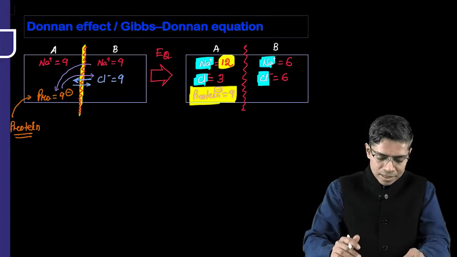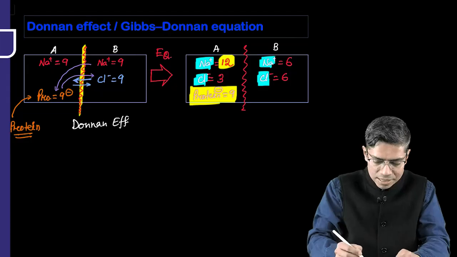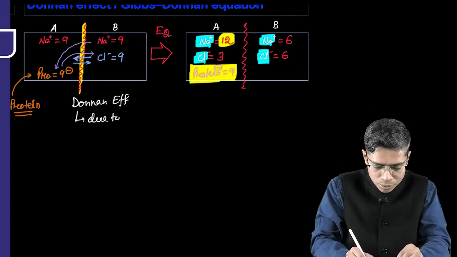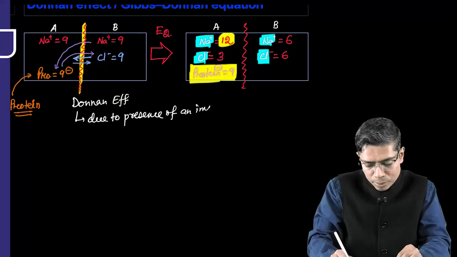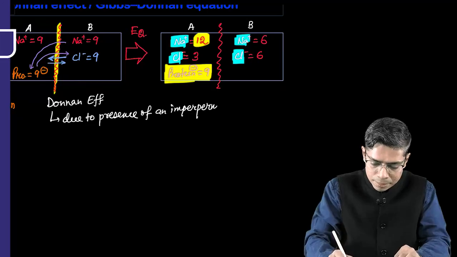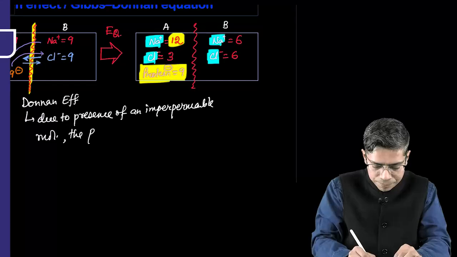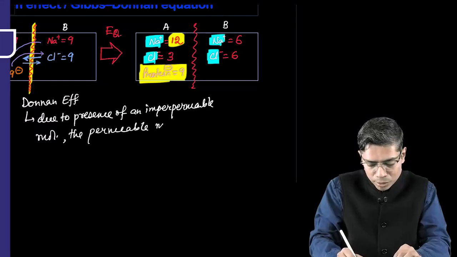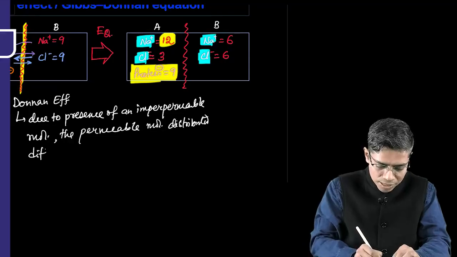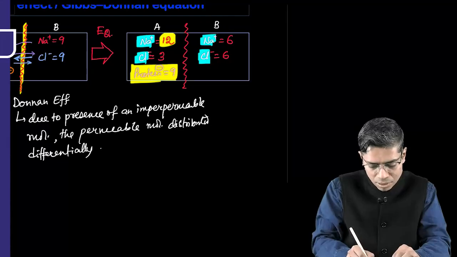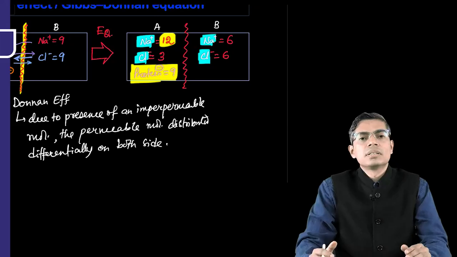So Donnan is saying that, basically if I write it down, the Donnan effect is due to the presence of an impermeable molecule, the permeable molecules or ions are distributed differentially on both sides of the membrane. So this is the Donnan effect.